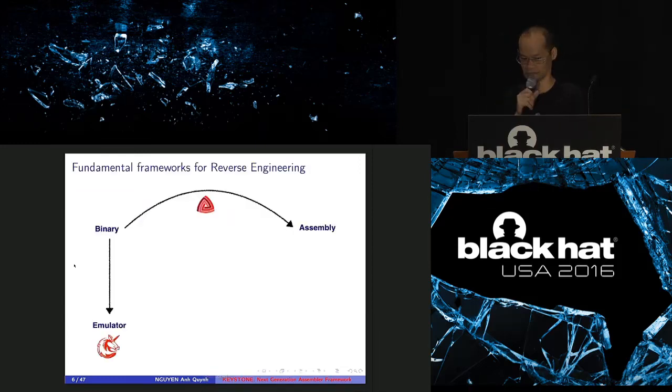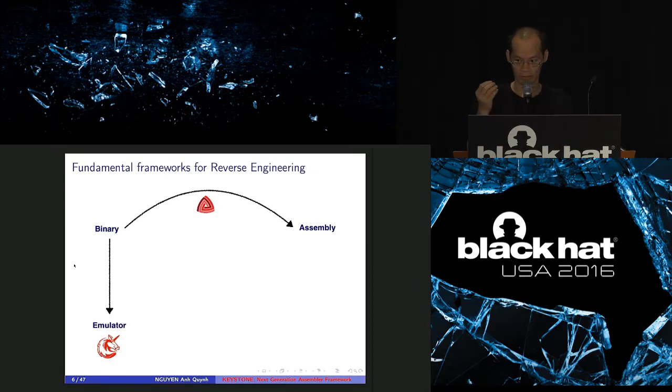Now in 2016, we have 2 good frameworks for reversing. From binary, we can disassemble using Capstone and get back the assembly. After that, you can do a lot of binary analysis on assembly. You can also feed the binary to the emulator and watch the code behavior. So the question is, what is missing here?